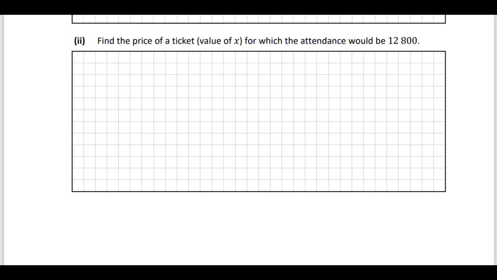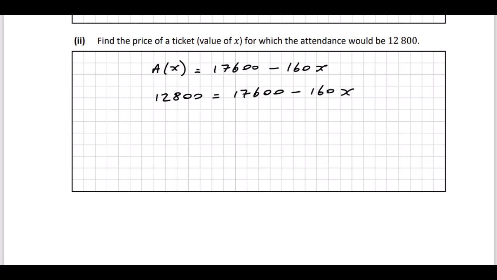Part 2, find the price of a ticket if the attendance would be 12,800. Again, we have the attendance, a of x, is equal to 17,600 minus 160x. We're given the attendance now, so we're told the left hand side is 12,800. We've got 17,600 minus 160x. All we've got to do is find the price, find out what x is. So what we've got to do is take 12,800 and subtract 17,600. That'll give us minus 4,800 is equal to minus 160x.